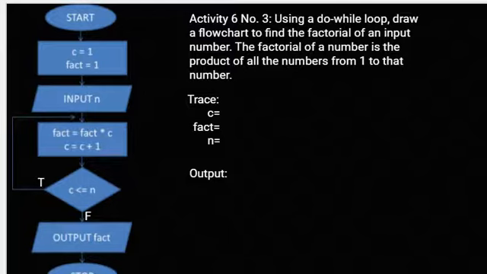Activity 6, problem number 3. Using a do-while loop, draw a flowchart to find the factorial of an input number. The factorial of a number is the product of all the numbers from 1 to that number. So we're going to perform a trace on the flowchart.